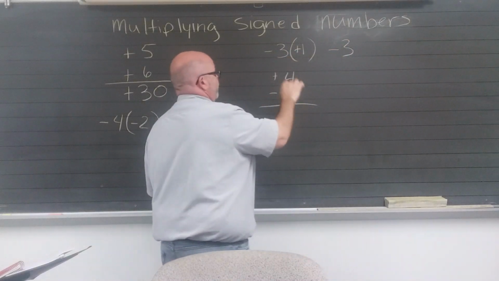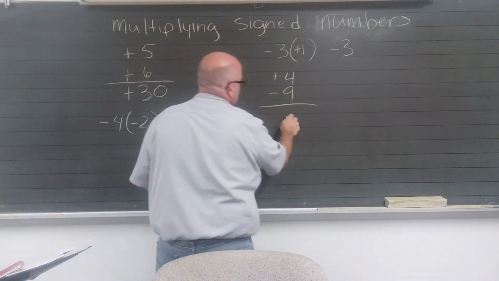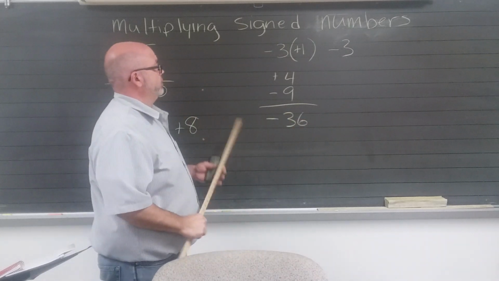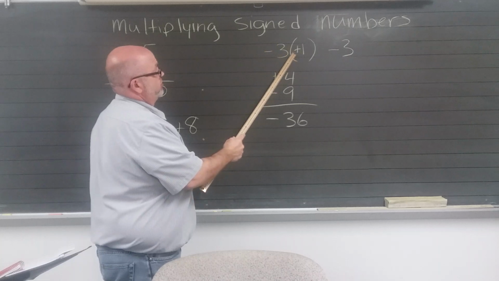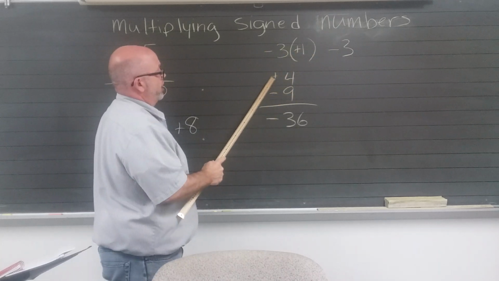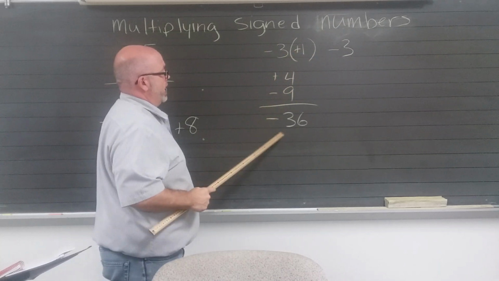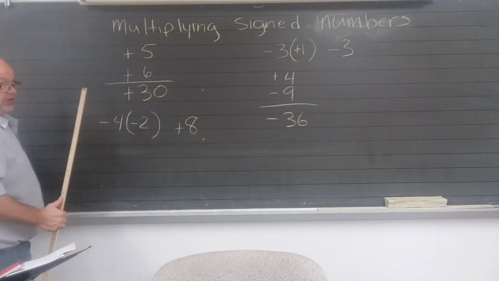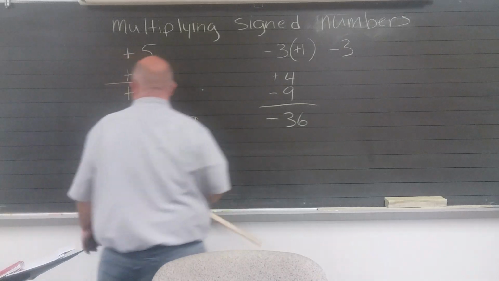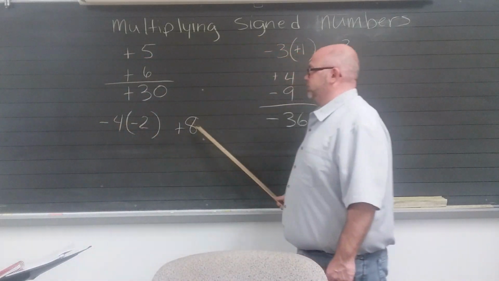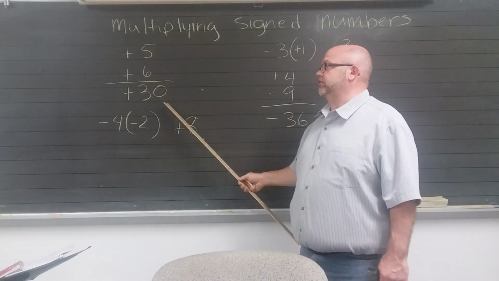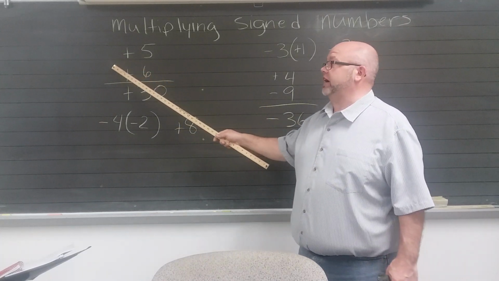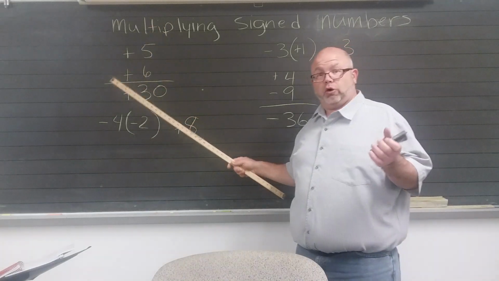Plus 4 times -9 is -36. If the signs are different, you multiply and the answer is negative. If the signs are the same, it doesn't matter if they're positive or negative: negative times negative makes a positive, and positive times positive makes a positive. They do not have the multiplying sign, so if it says products, you're multiplying.